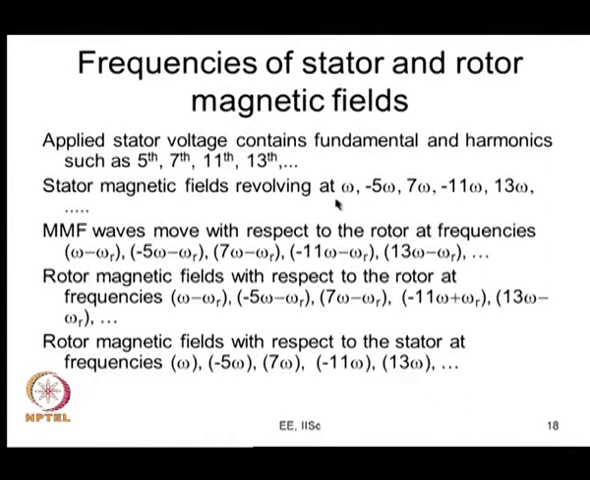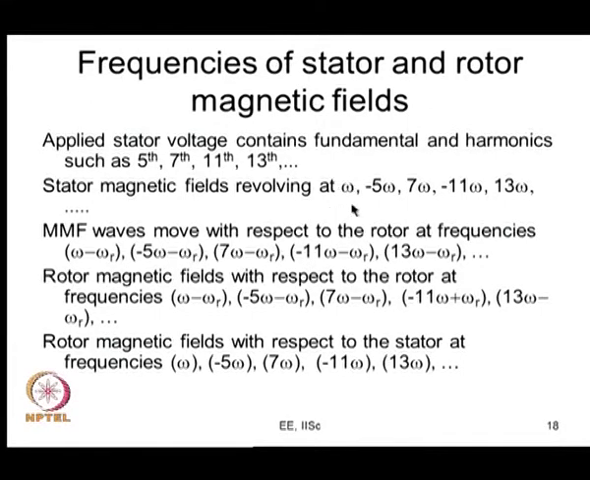Now, if you take this field which is revolving at omega and take this one at minus 5 omega, the difference is 6 omega. So, there is an angle between them, and that actually varies at the 6th harmonic frequency. So, the angle between these two goes on changing in a cyclic fashion at 6 times the fundamental frequency.